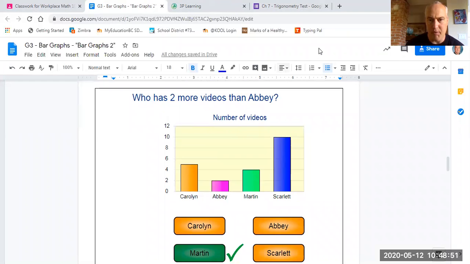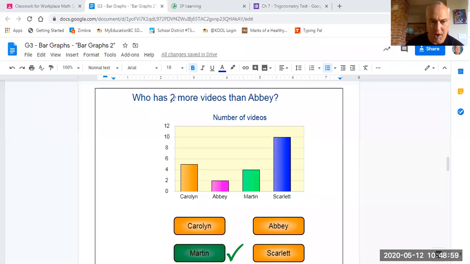This one is a little bit different, but not much different. We just have to start looking at what it's actually saying. It says here, who has 2 more videos than Abby? Well, Abby is right here, and Abby only has, as you can see, 2 videos. And so 2 more than 2, 2 plus 2, is 4. We're looking for the person who has 4 videos. The one that lines up with the 4 here is Martin. And that's why Martin is the correct answer here. Hopefully that makes sense.